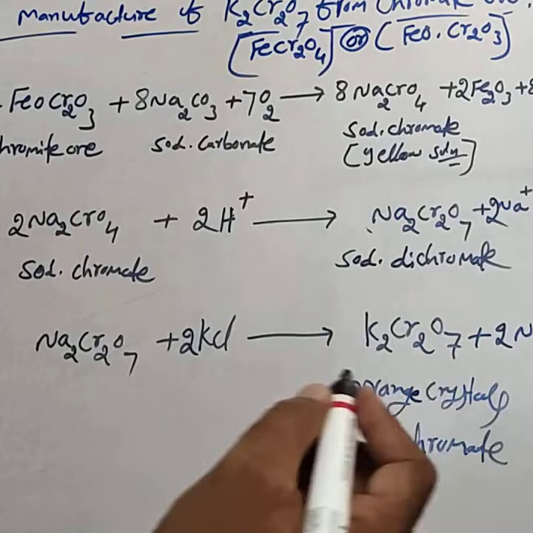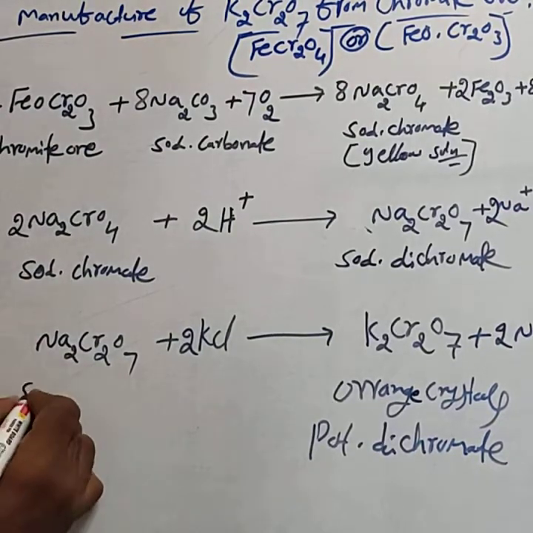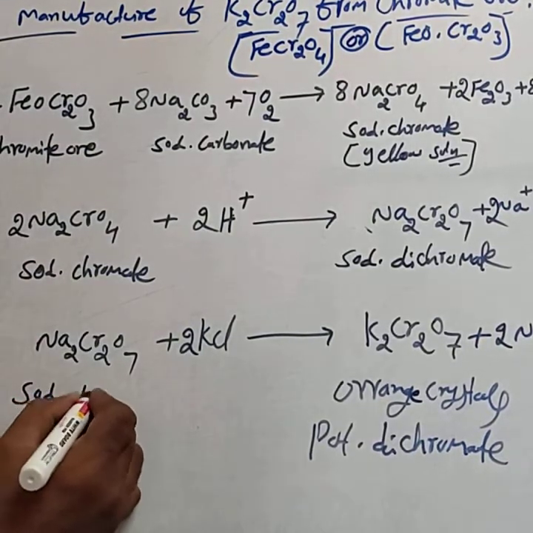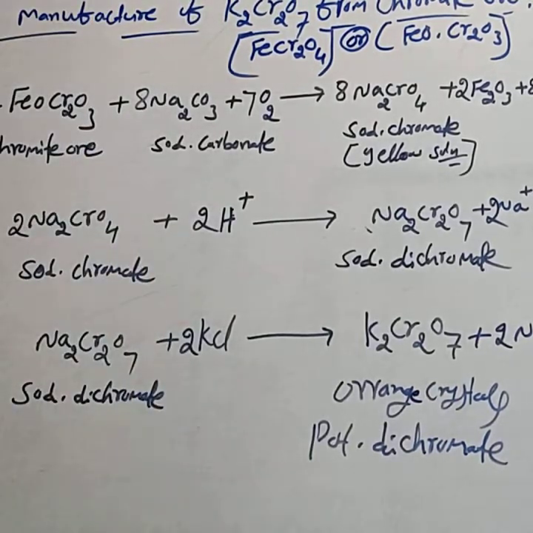Potassium dichromate from chromite is very important. Each step carries 1 mark, so the three steps carry 3 marks. Just follow this one only. The name is sodium dichromate. If you write it as it is, you definitely get the 3 marks. You must practice these reactions with balanced coefficients. Without balancing, they will not give the marks.